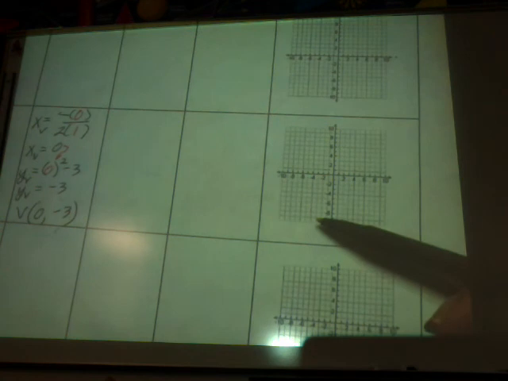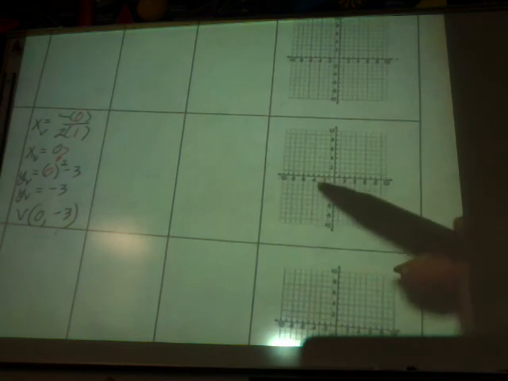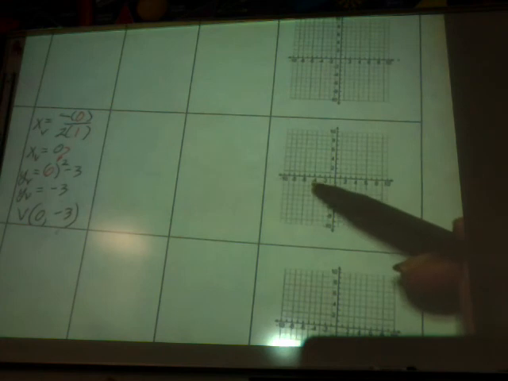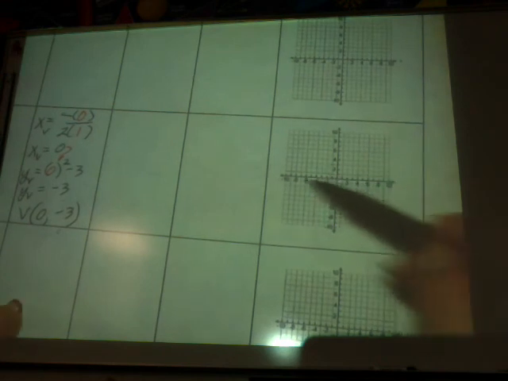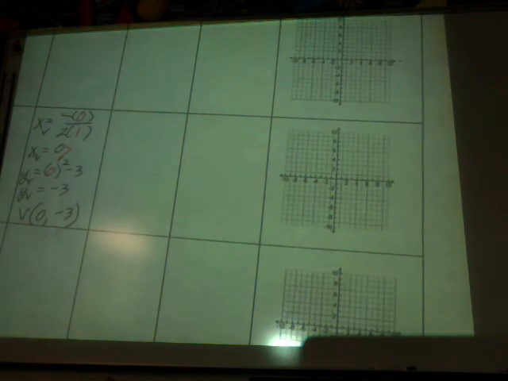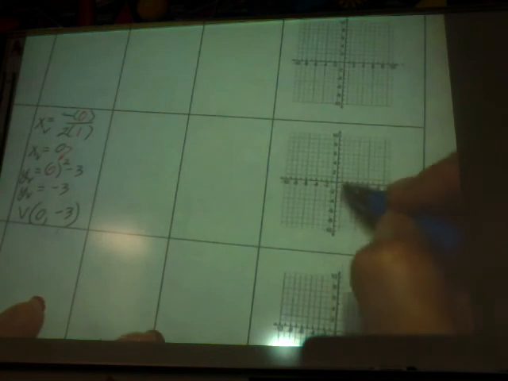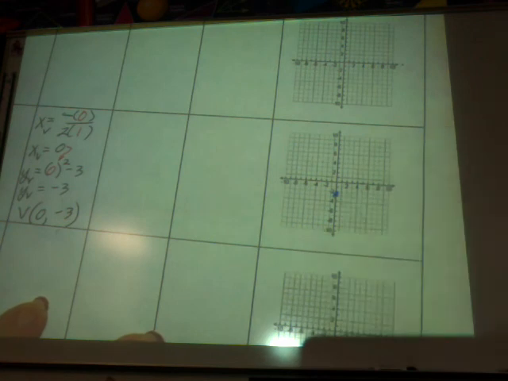Now how do we get 1? Do you remember? How do we get just one zero? If the vertex actually sits on the x-axis itself, you will have one zero. So we're going to look at where our vertex lies. Go ahead and plot it: 0, -3. Wow, that's really super tiny. Need to break out the reading glasses. There's my vertex.